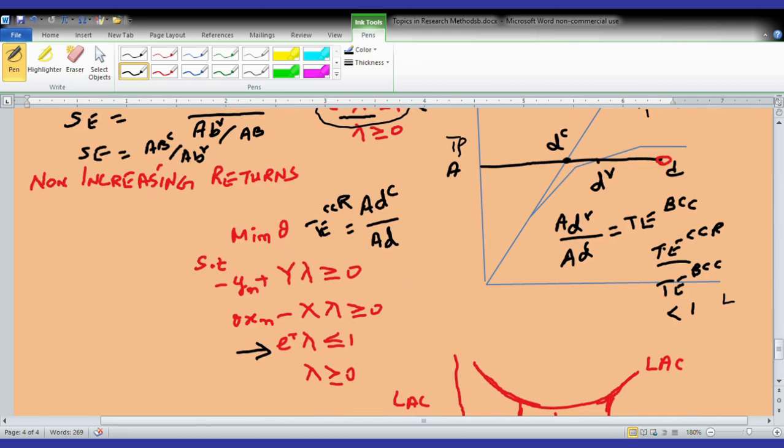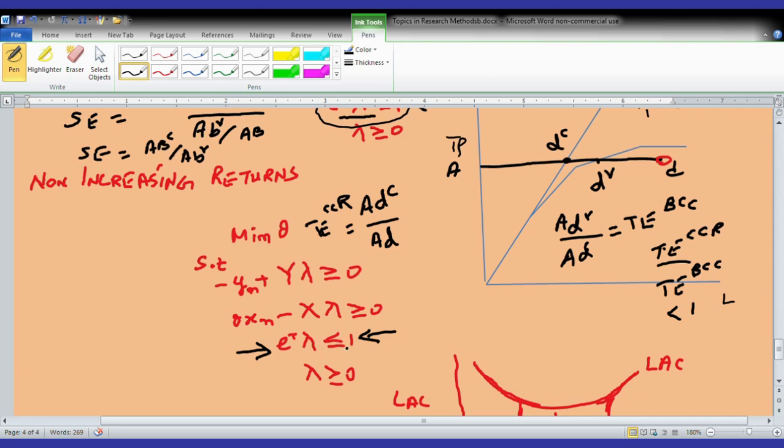and so we have a new model like this: minimize theta subject to the constraint that minus y plus capital Y lambda is greater than or equal to 0 and so on, and see that everything else is the same. The only thing is that we have tweaked this last constraint to use a less than or equal to sign rather than the equal to sign.